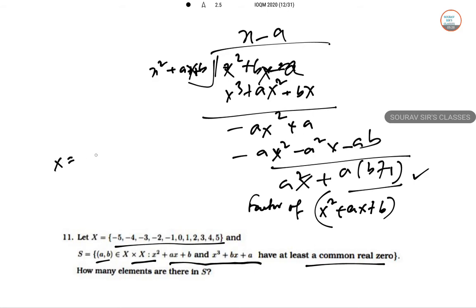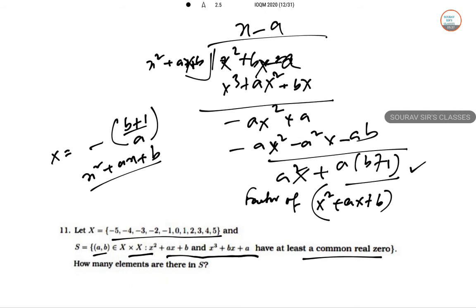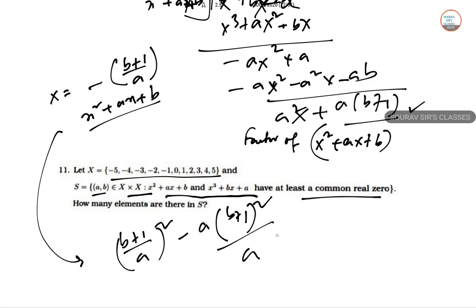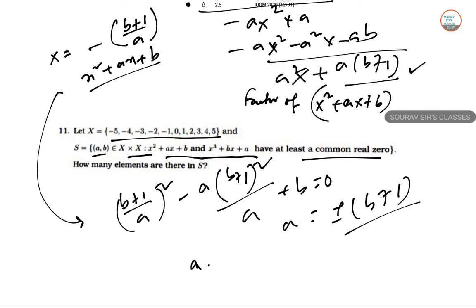So x equals minus of (B plus 1) by A. So this is the root of the equation x square plus Ax plus B. So if it is the root, we can put this value over here. So (B plus 1 by A) whole square minus A into (B plus 1) by A, plus B equals 0. So solving, we get A equals plus or minus (B plus 1). Now once this has been done, almost our job is done. So A minus B equals 1, A plus B equals minus 1.